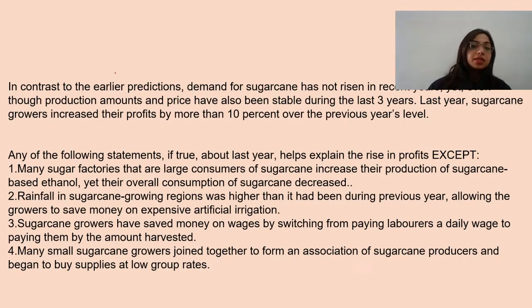Option one says many sugar factories that are large consumers of sugarcane increase their production of sugarcane based ethanol, yet their overall consumption of sugarcane decreased. Okay.